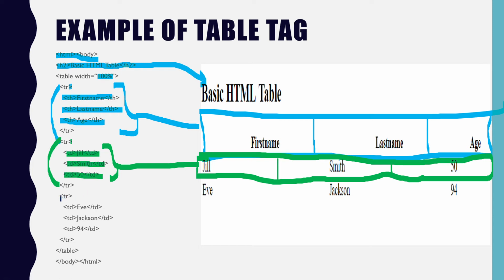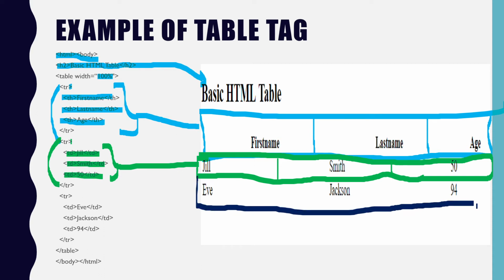Third one, again I have taken TR. So again TR means again one row. So this is the third row. In that I have taken three TDs. It means three cells I have to make. So first one Eve, second Jackson, and third is 94. Here I have closed the TR. It means the work is completed. This is the output, and at last the table tag is closed, body and HTML are closed.